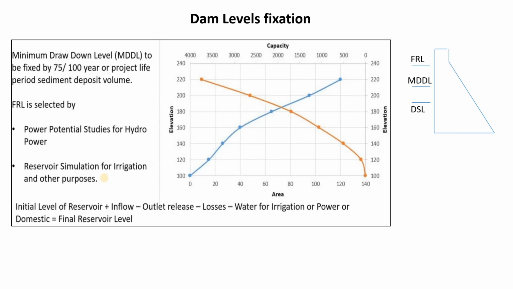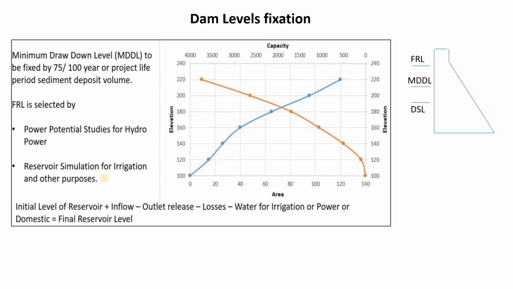Once we finalize the area elevation capacity curve, the next step is to finalize the dam levels. We know there are different levels such as FRL, MDDL and DSL. When we design a project for say 75 years, some sediment will be trapped in the reservoir. This we have to estimate. That volume we cannot use. This is generally known as dead storage level.